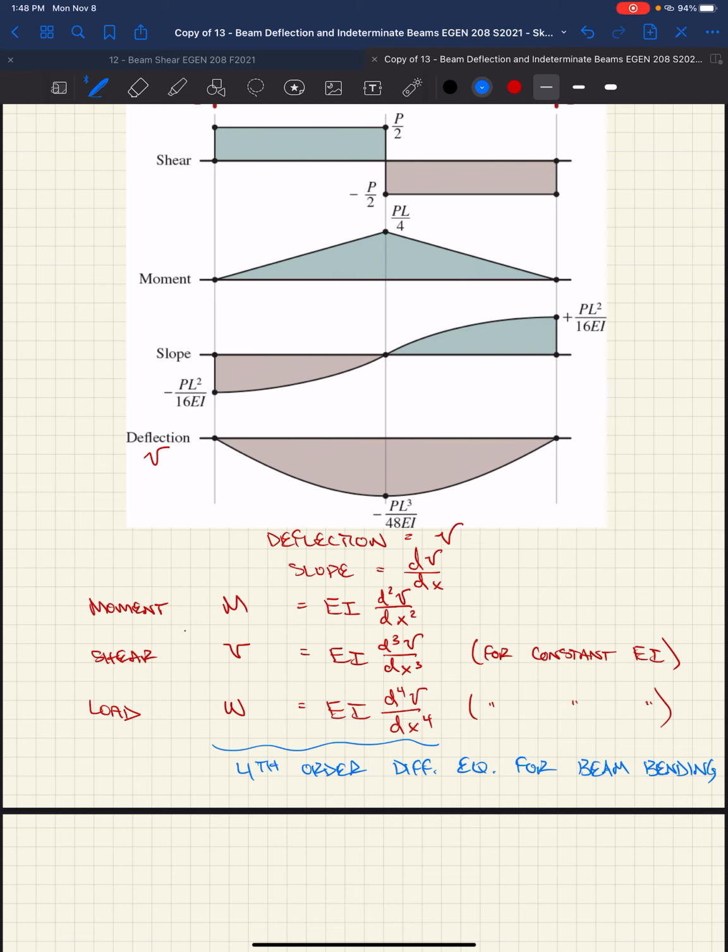Now you guys all have something to flex on. What did you do in class today? Well, I figured out the fourth order differential equation for beam bending. That's it right there.